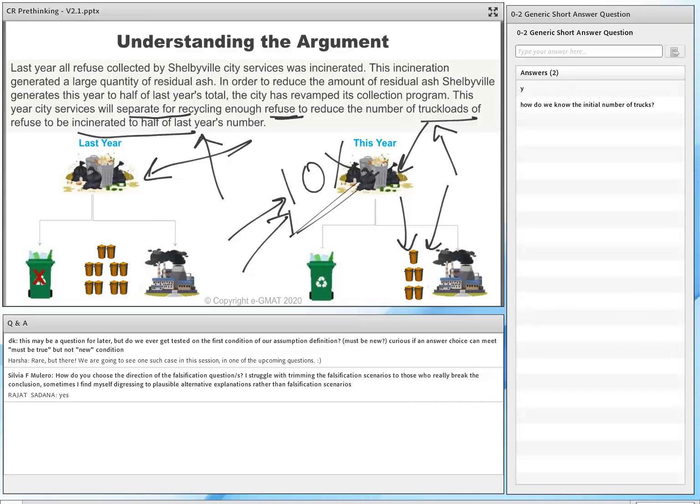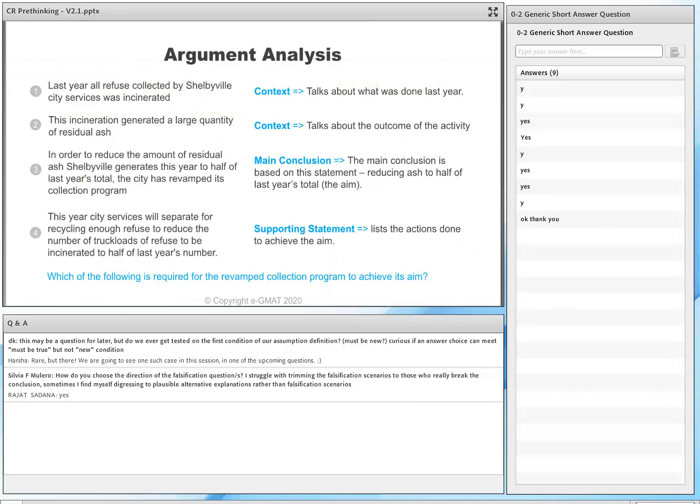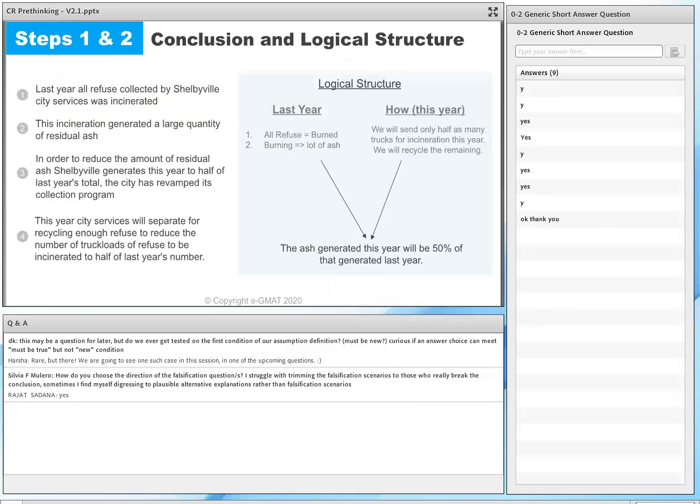How do we know the initial number of trucks? Because I gave you 10 as the initial number of trucks. That was the context I provided. Others, can you see that? Can you see the beauty in language here and the importance of reading and not rushing through the argument? If you read this properly, the argument's very clear.